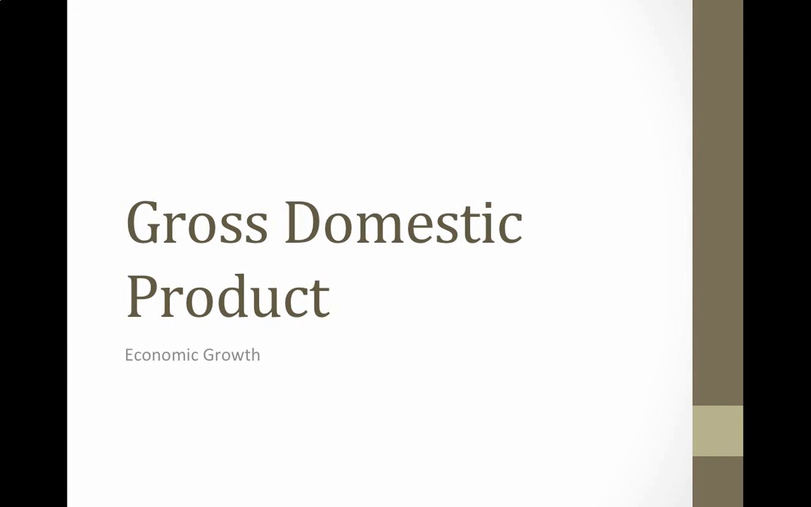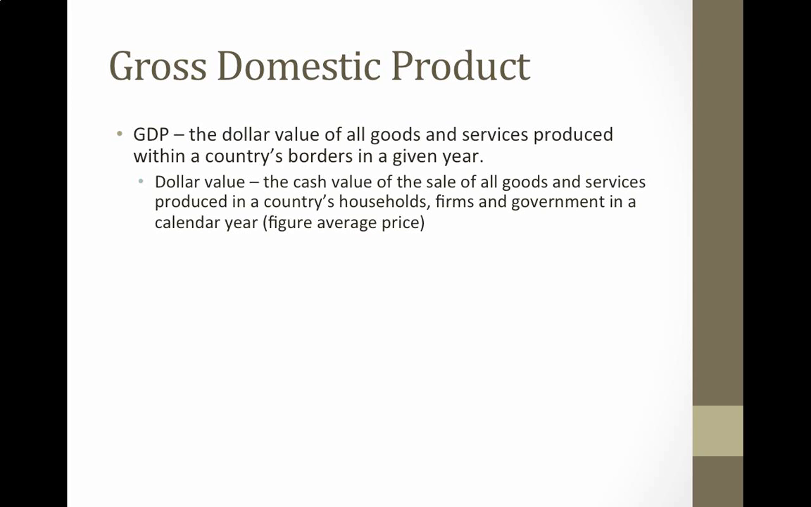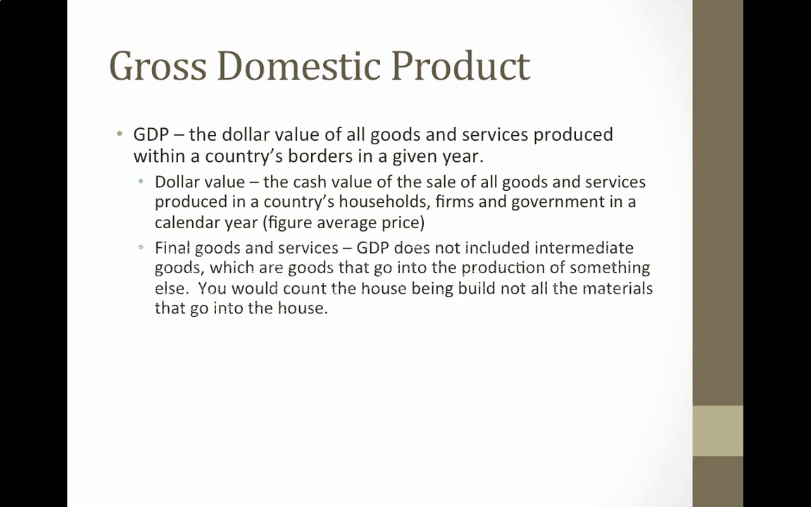Next topic we're going to be discussing is gross domestic product. Gross domestic product is the dollar value of all goods and services produced within a country's borders in a given year. We're going to break that down a little bit here. Dollar value: we're going to look at the cash value of the sale of all goods and services produced by households, firms, which are businesses, and government in a calendar year.